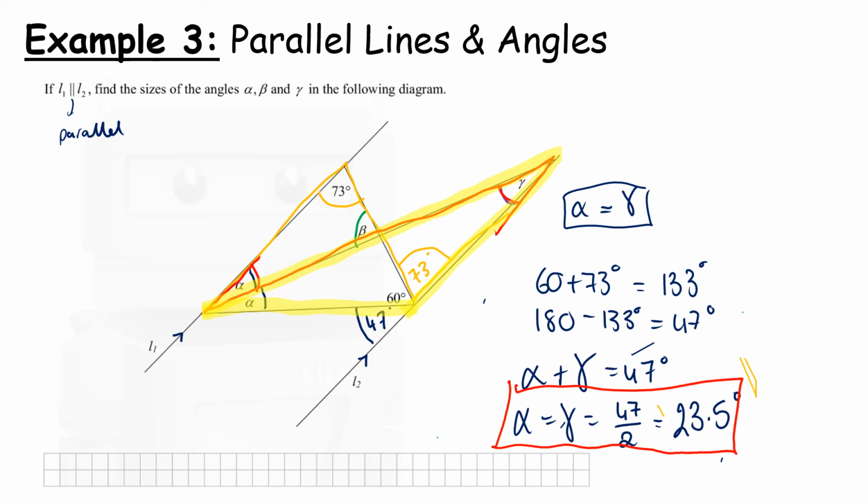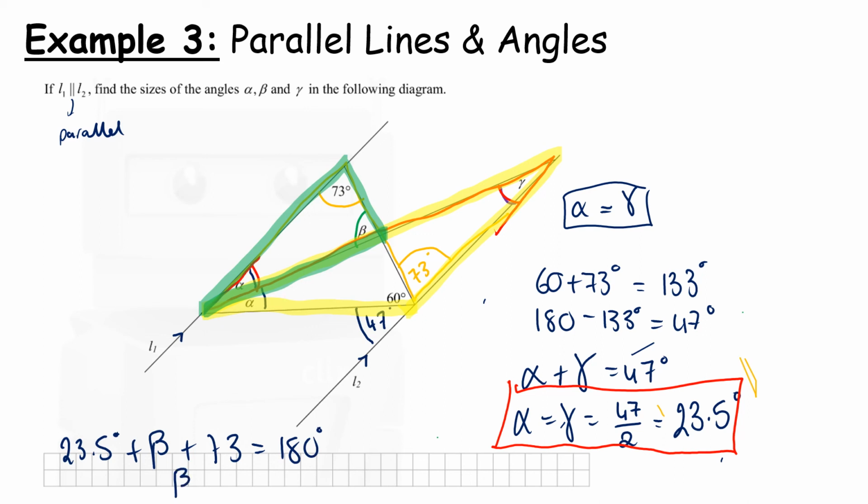So now that I know what alpha is, I can come along and look at this triangle here. And for this triangle here, we can say that alpha, which is 23.5, plus beta plus 73 should again equal to 180 degrees. And working through that, we get beta equals 83.5 degrees. So we use a lot of our properties of angles here. We looked a little bit about triangles, and we'll see that in a lot more detail in the next video.